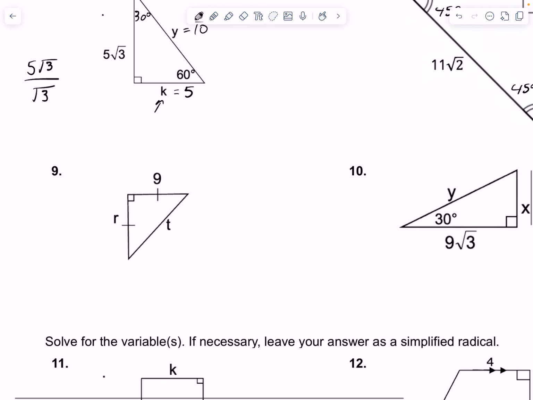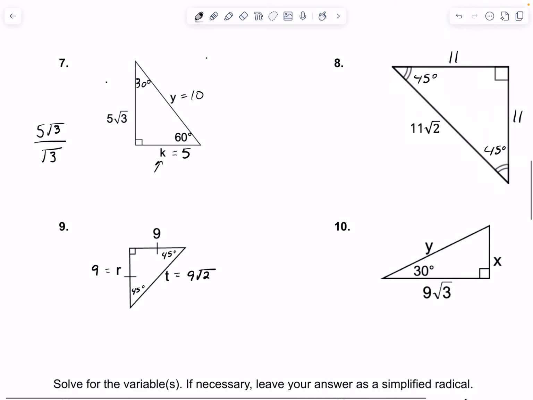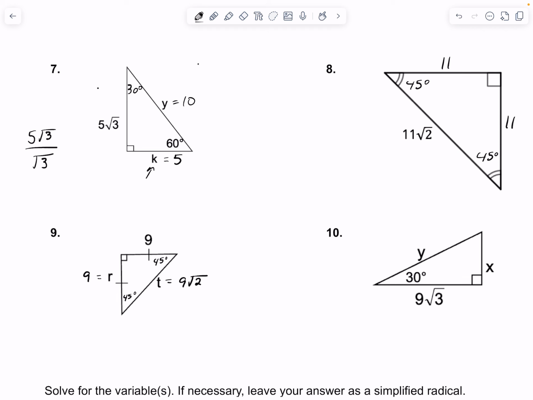Number 9, very similar to, I think, number 5. They're telling us those are the same. So I'm going to use 45 degrees here. They're giving us the side length, not the hypotenuse. So the other leg is going to be 9. And then the hypotenuse, which is t, is 9 root 2. Again, I know I'm going pretty quickly on these, but once you get comfortable with using the different relationships for these special right triangles, you'll be able to move quickly as well.